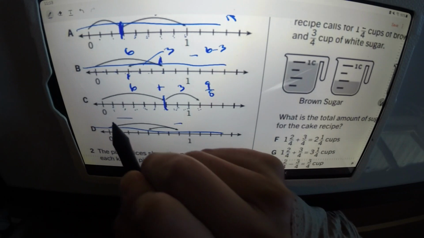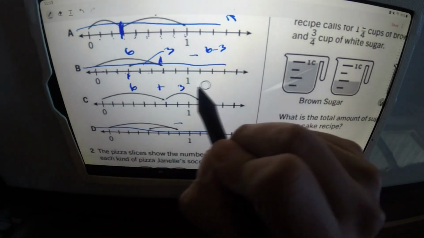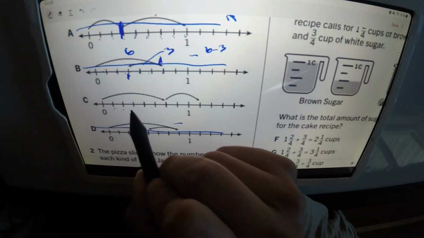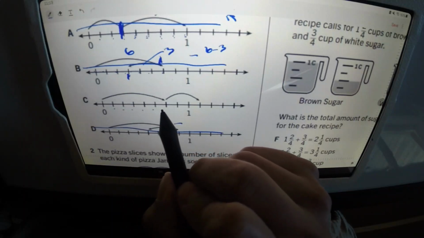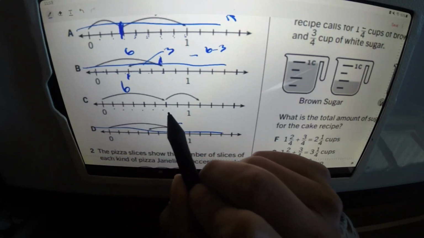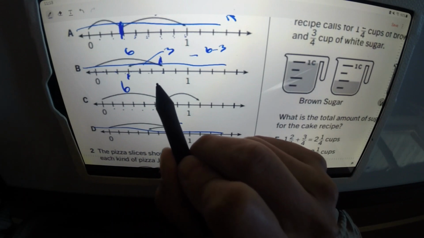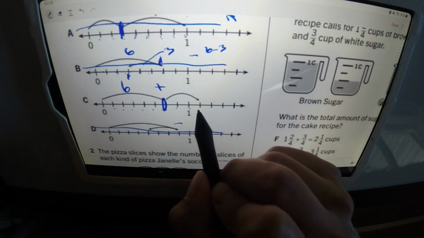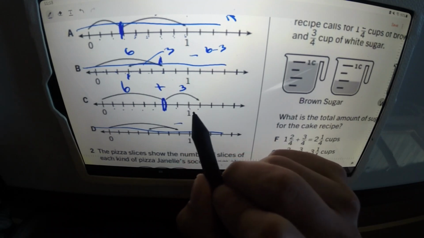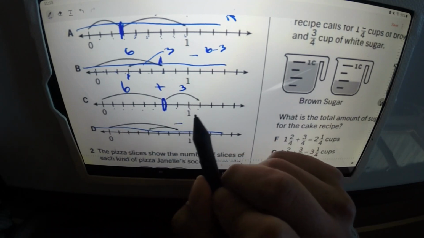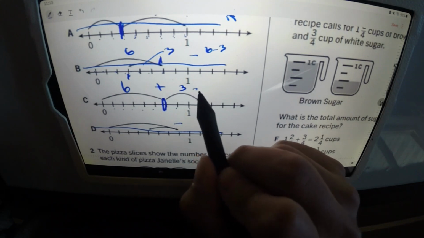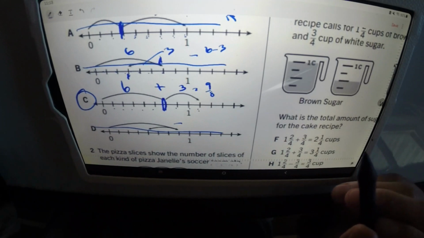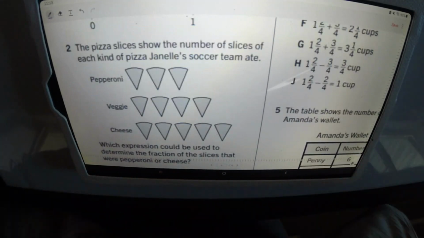I'm going to run this by you again just to reiterate. We're going forward from 0. 1, 2, 3, 4, 5, 6. Plus, because we're still going forward, plus from this point right here, 1, 2, 3. And that gives us our 9. This is 8 here. 8 is 1 whole, plus 1 is 9. So it goes 9/8. And that's why C is the answer, okay? Easy peasy. On to number 2.